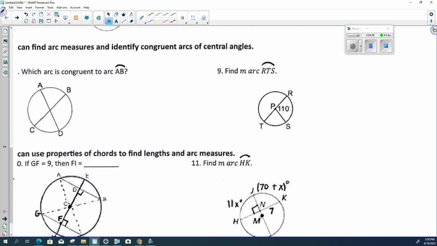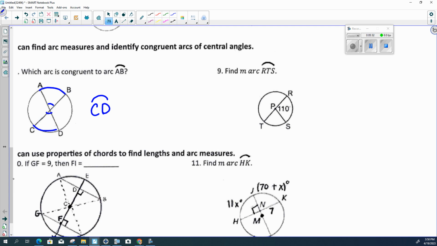What arc is congruent to arc AB? So, congruent central angles theorem: in the same or congruent circles, two minor arcs are congruent if and only if their corresponding central angles are congruent. These are congruent because they're vertical angles. So the congruent arc would be CD, and remember to put this curved line above it or you have not named it properly. And that's from that third theorem, congruent central angles theorem.